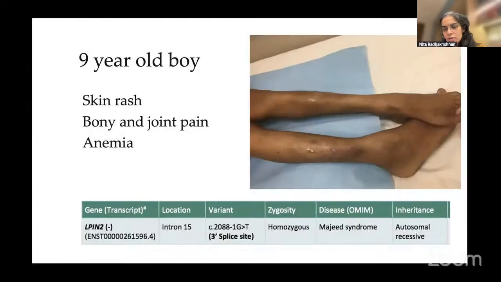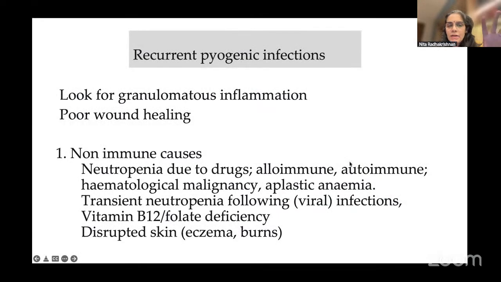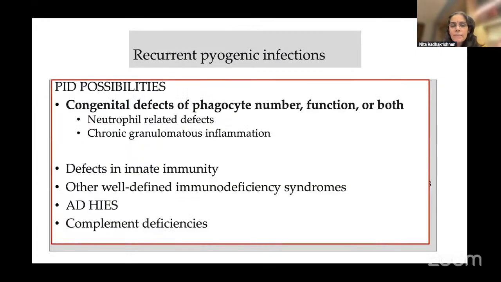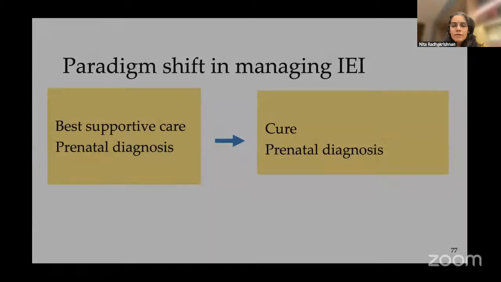So these are actually neutrophilic dermatoses. Whenever you have recurrent pyogenic infections, non-immune causes are a huge group of disorders, but after you rule out all the non-immune causes, PID possibilities, essentially phagocytic disorders, some innate immune disorders, and of course viral infections and things like that, DOCK8, HIES, etc., should be thought about. So this I think we have done.